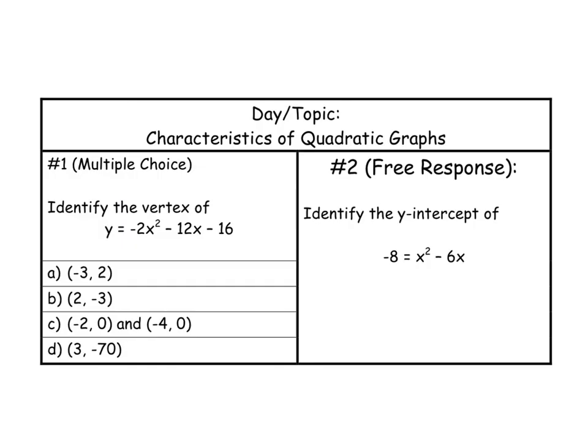Okay, now it's your turn. Multiple choice question number 1. Identify the vertex of y equals negative 2x squared minus 12x minus 16. And we are looking for a maximum because this is a downward facing parabola. And number 2, identify the y-intercept of this equation. So what you want to do is solve for y. You want to get this negative 8 over here, because what you'll end up with is 0 equals whatever. And so we're trying to find the y-intercept.